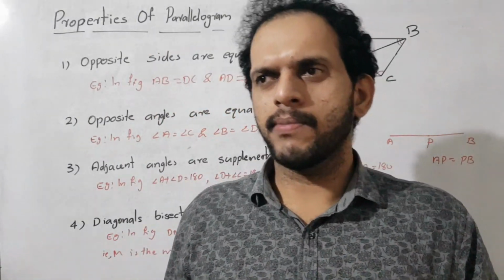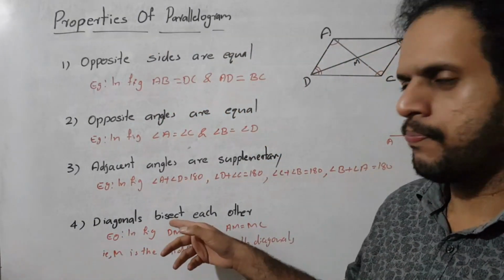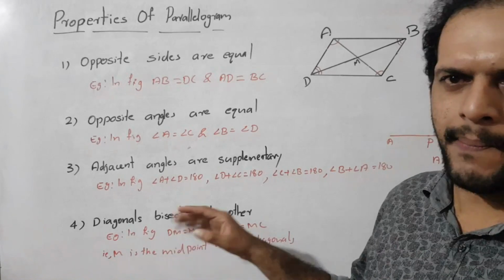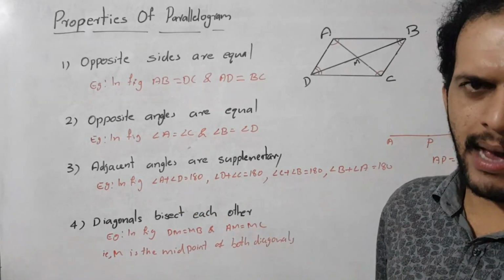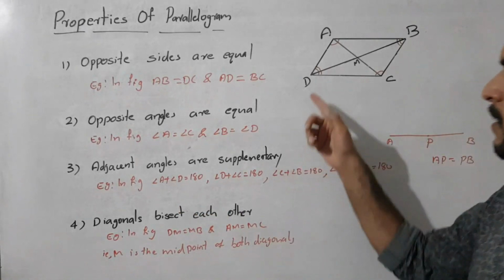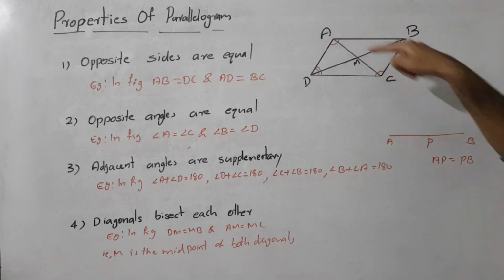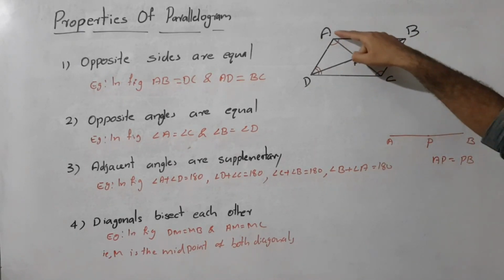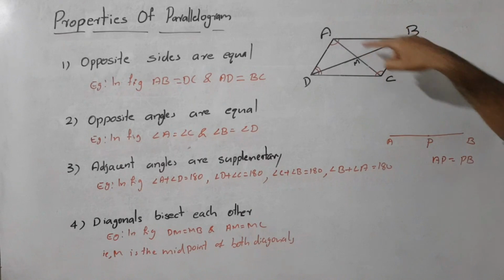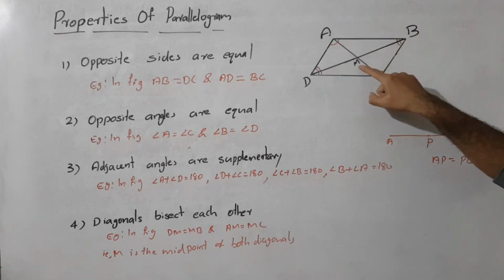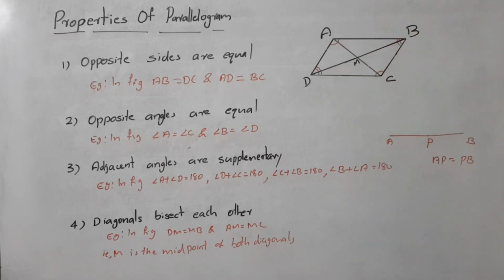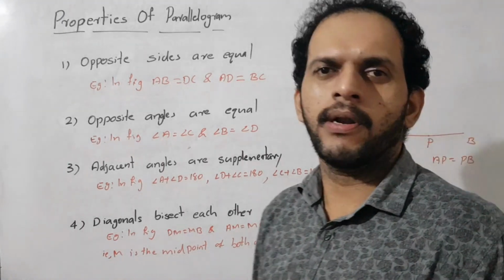The term bisect is very important. Bisect means the meeting point is the midpoint of the line. Clear? Here AC bisects DB means M is the midpoint of DB, and DB bisects AC means M is the midpoint of AC. That is a very, very important idea.